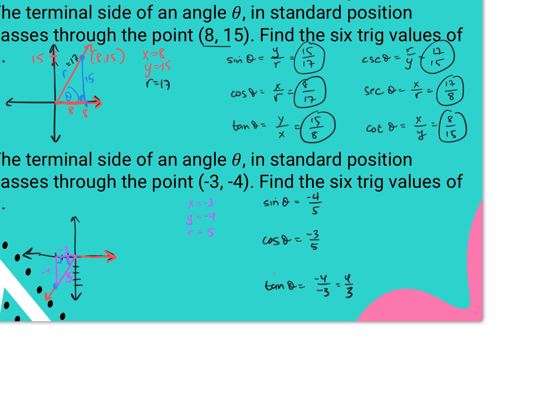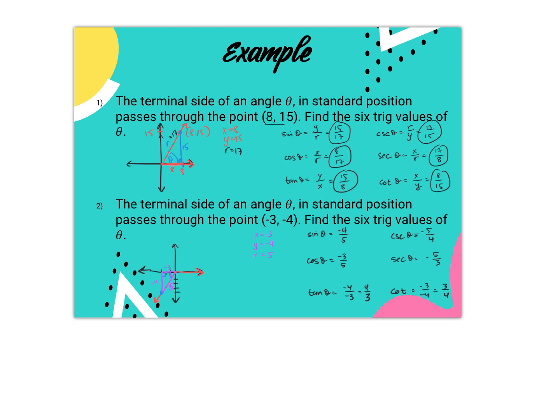And then my reciprocals. So my cosecant of theta is 5 over negative 4, or negative 5 over 4. My secant of theta is going to be negative 5/3. And my cotangent is going to be negative 3 over negative 4, which again is 3/4. Okay? And so again, I found my 6 trig values, and that's really the answer.